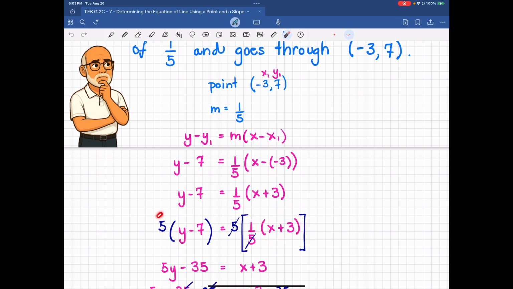Now, I'm going to come over here, and I need to multiply the left side by my 5. So I'm going to distribute the 5 through the parentheses. I'm going to go 5 times y minus 5 times 7. Now, 5 times y is 5y. 5 times 7 is 35, and I'm subtracting it. So I get 5y minus 35 is equal to x plus 3.